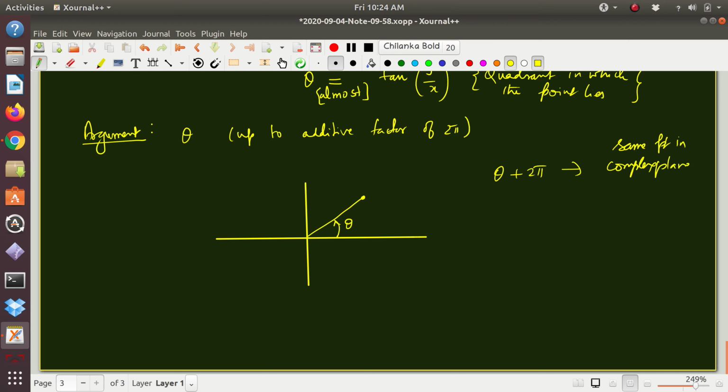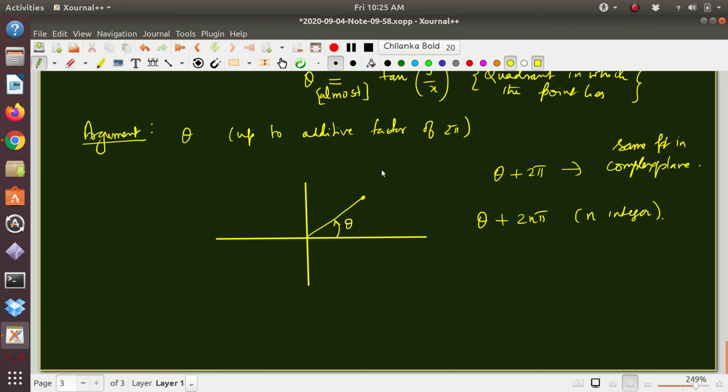This is something that is very important. As you will see, this leads to some fairly interesting and subtle aspects of multivalued functions as we go along. But remember that you can always define theta only up to a factor of 2 n pi, where n is an integer. So this is something that is very important.